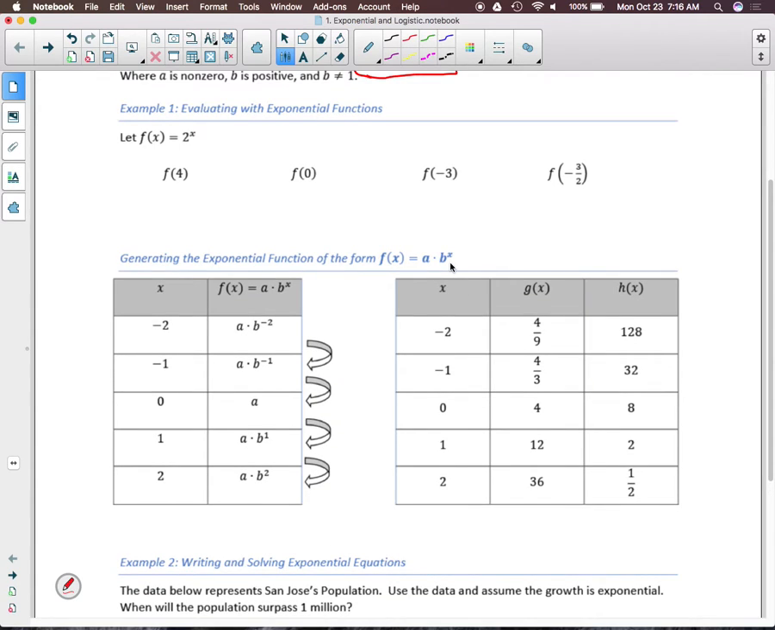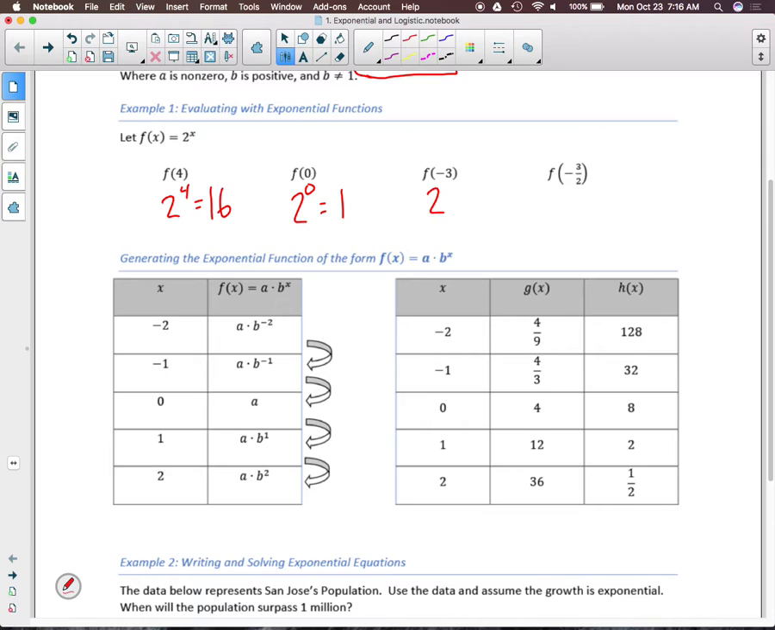If you feel like you know how to do this, you can skip this example and go to the next part in the video. So if I'm doing f of 4, that means that I'm doing 2 to the 4th power. Remember, I'm just letting x equal 4. And that's 2 times 2 times 2 times 2, so that's 16. Then I have f of 0, so that's going to be 2 to the 0 power, and remember that anything to the 0 power is 1.